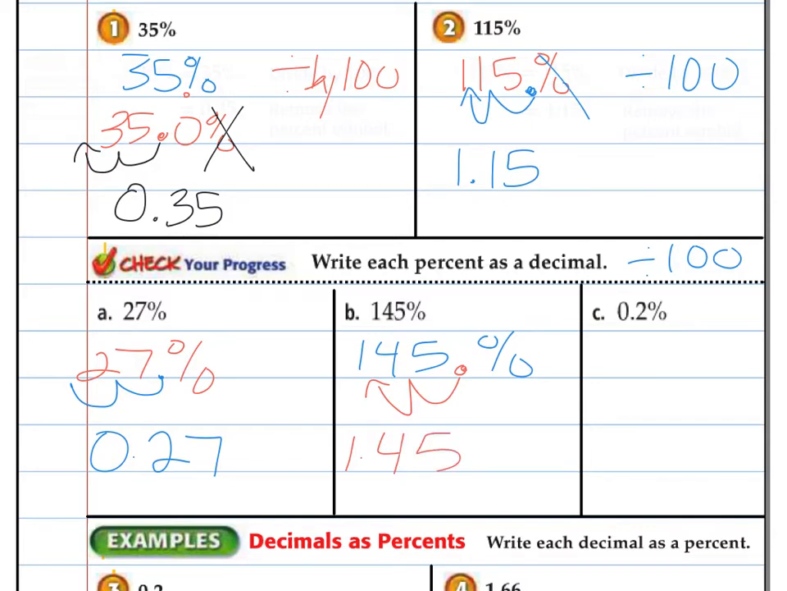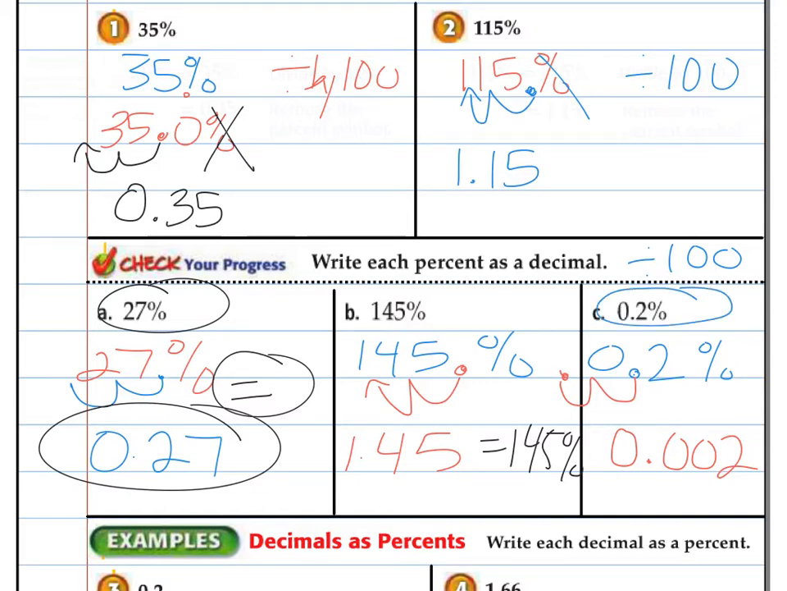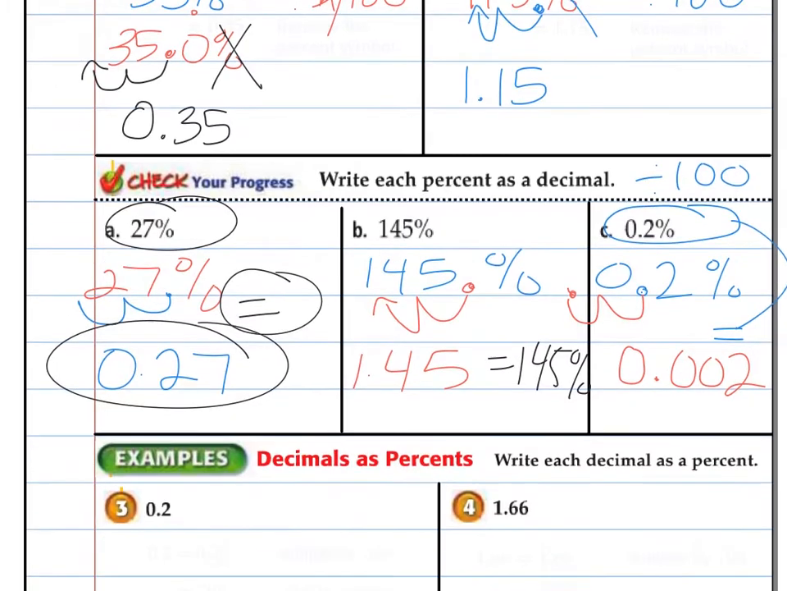Remembering that these are equivalent to each other. And then last one, notice how our decimal isn't at the end of the number this time. Still have to move it, divide by 10, and then 100. So we'd fill in with zeros, make it 0.002, get rid of our percent symbol. That is 2 thousandths, which is equal to 2/10 of a percent.